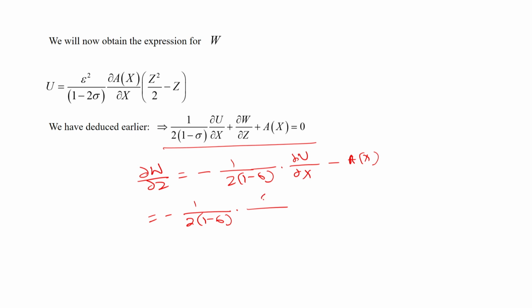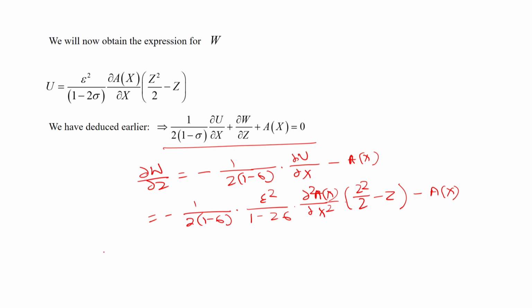So, this is equal to minus 1 by 2 into (1 minus sigma), and del u by del x is equal to epsilon square by (1 minus 2 sigma) into d square a of x by dx square, into (z square by 2 minus z), so del u by del x is done, minus a of x, that is the way it is. So, del w by del z is equal to minus 1 by 2 (1 minus sigma), this is fine, right.